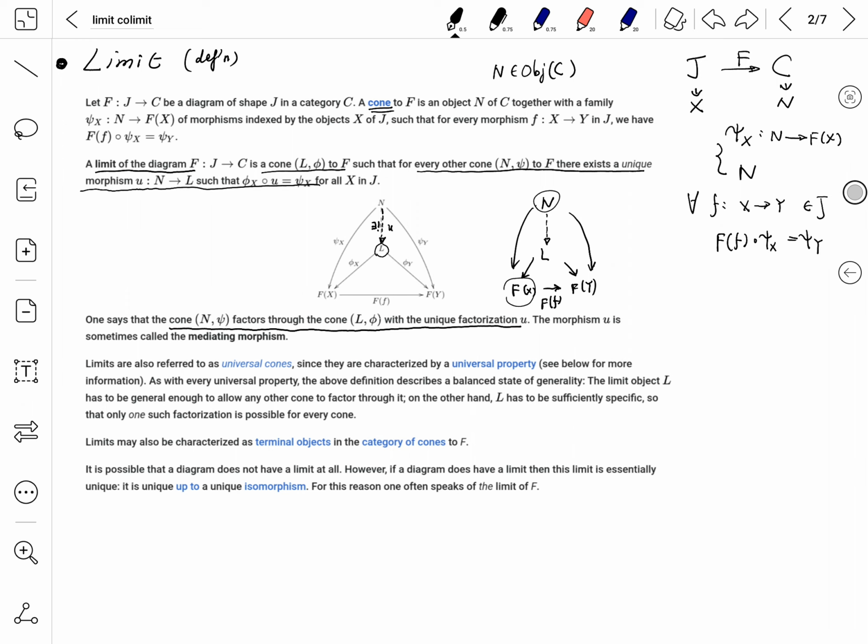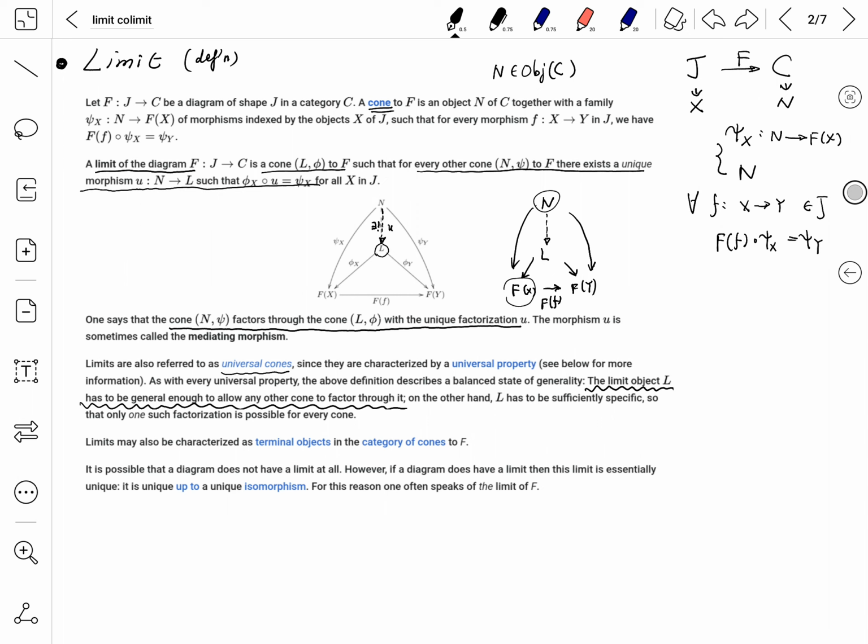Limits are also referred to as universal cones. That's their characterizing universal property. As with every universal property, the above definition describes a balanced state of generality. The limit object L has to be general enough to allow all other cones to factor through it. This is the philosophy of defining objects by a universal property, which means the thing satisfying the universal property should be very general, enough to allow any other cone to factor through it.